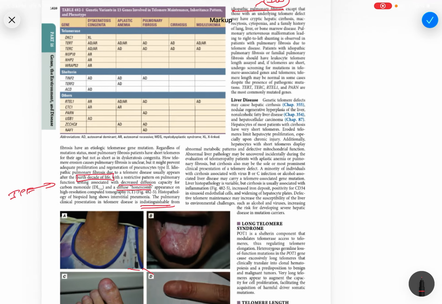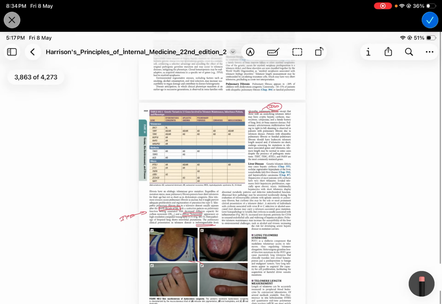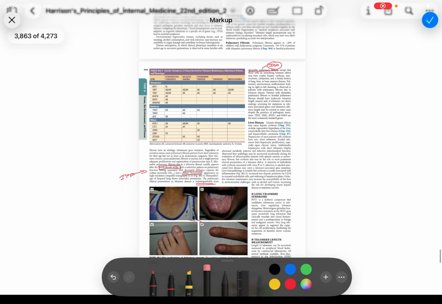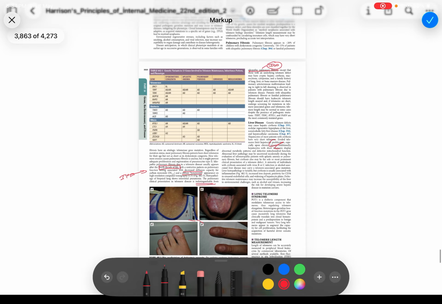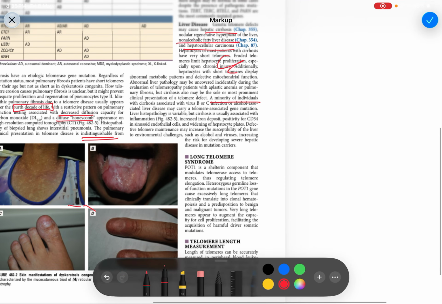Done. Next one is the liver disease, of which I will tell only the important points. It is associated with hepatic steatosis, right? Also associated with cirrhosis and hepatocellular carcinoma. Done. A minority of individuals associated with hepatitis B or alcohol may carry gene mutations. So this might be a potential question.